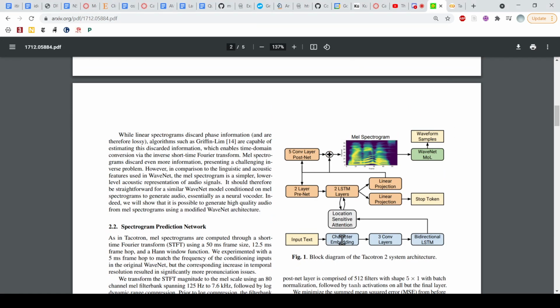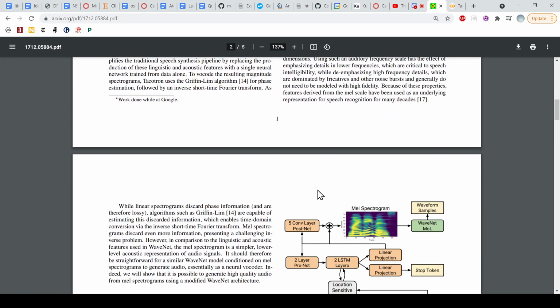Okay, so you have the character embedding. That's basically what that is. You have three convolutional layers. I'm guessing they're one-dimensional, so they basically just, well, I don't know. Let's figure out the three convolutional layers.